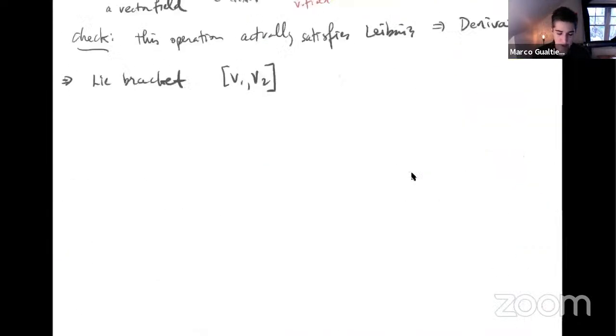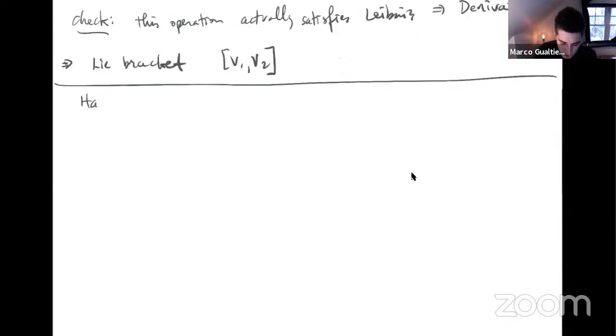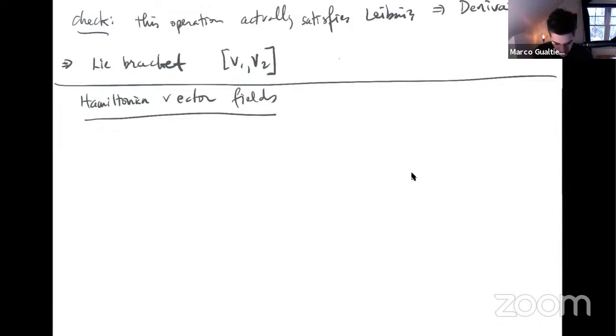So let me just spell that out. Let's go to Hamiltonian vector fields. Okay, so we fix a function on the phase space. Then this vector field is defined by this f blank Poisson bracket. And let's work out what this vector field actually looks like.